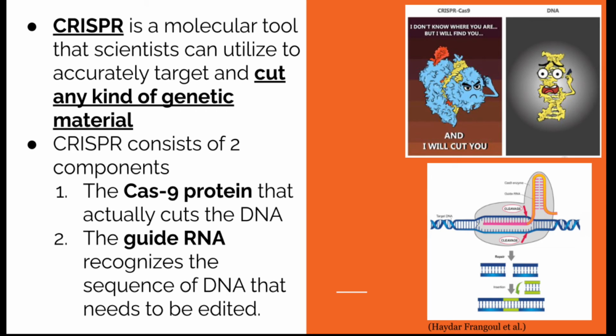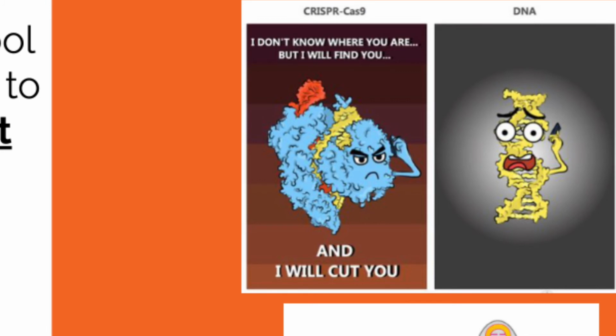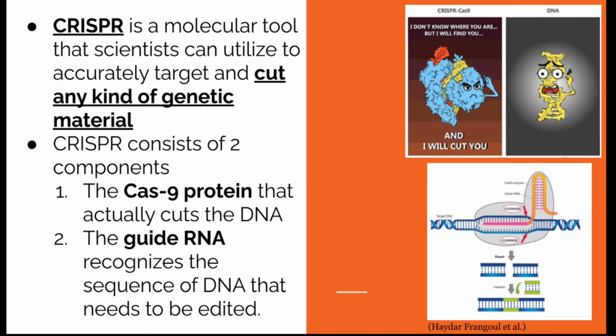But wait, there's more. And by more, I mean CRISPR-Cas9, which is short for clustered regularly interspaced short palindromic repeats, which is a mouthful, so let's just refer to it as CRISPR. But what is so special about CRISPR, you may ask? CRISPR is a molecular tool that scientists can utilize to accurately target and cut any kind of genetic material you could possibly think of, which is why the silly graphic on the side is actually very accurate, as CRISPR-Cas9 hunts down a specific DNA sequence and modifies it or deletes it. Similar to searching for a word in a Google Doc and deleting a letter or adding one.